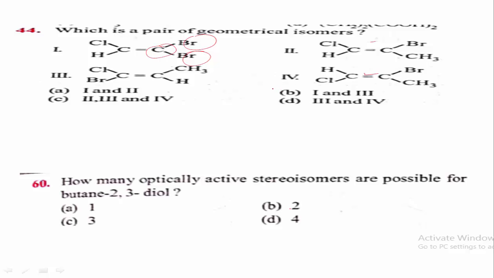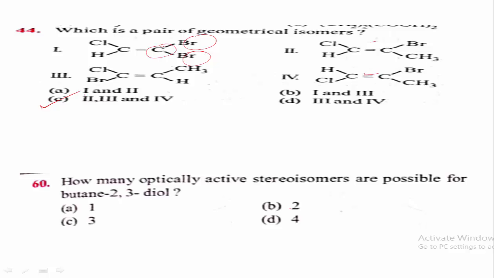Students, remember, what are the conditions for geometrical isomerism? Two different groups must be on the left hand end of the bond and two different groups on the right hand end. Is it right? Yes, therefore the second one, third one and fourth one show geometrical isomerism. Therefore the correct answer is option C.